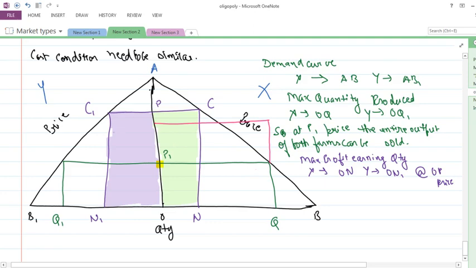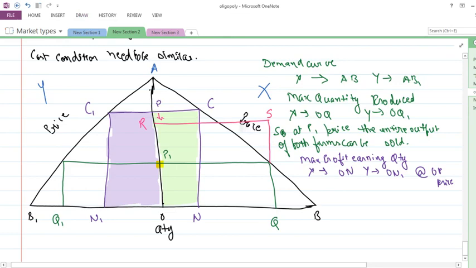Why? Because the ones who were going to buy Y firm's product, because X has reduced its price from P to R, they shift to X's products, and X is able to earn a higher amount of profit. So X now is able to sell his entire output and get a profit equivalent to this level. This is the profit that he can earn.